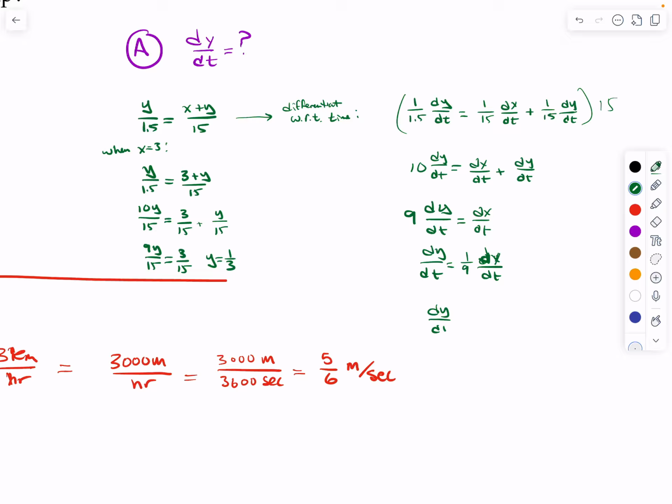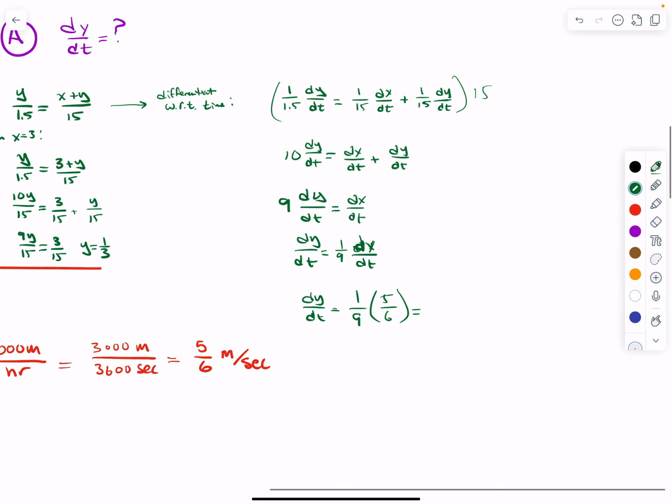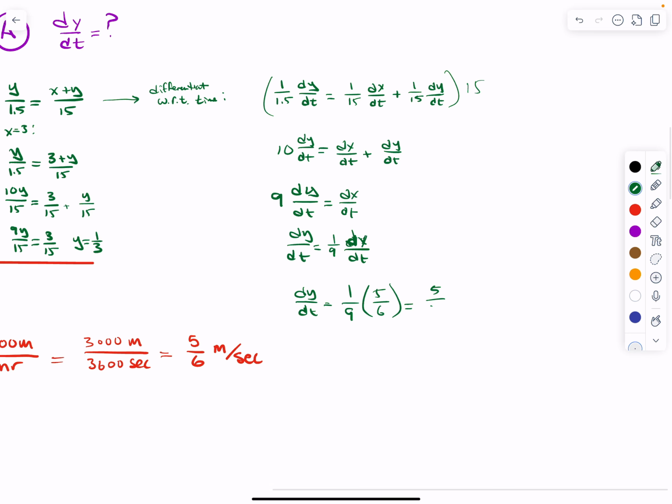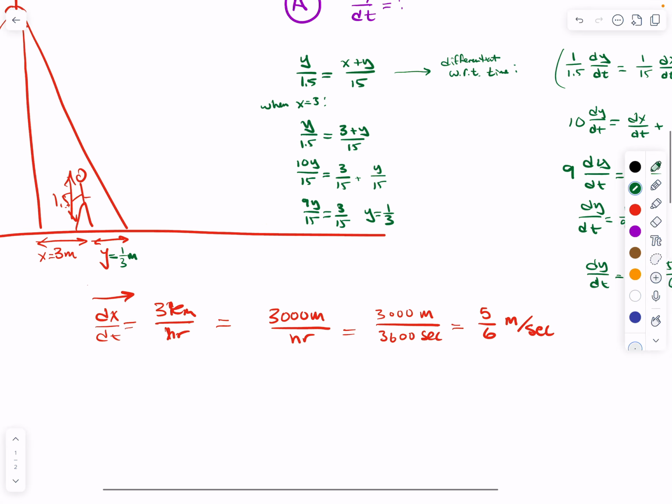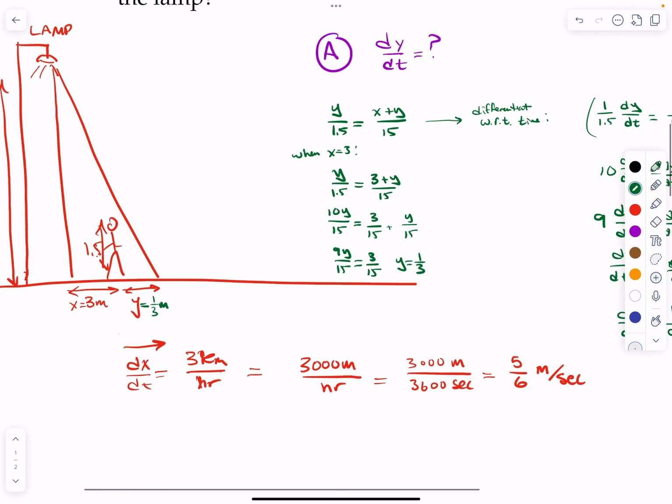dy over dt, it didn't matter where y was, how big it is. So 1/9 times 5/6, which is going to be 5 over 54 meters per second. We could have done that with kilometers per hour, but it just feels better to me with these small distances to do meters per second. It's hard to see kilometers per hour.